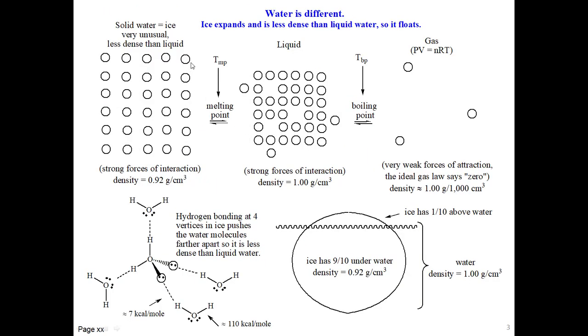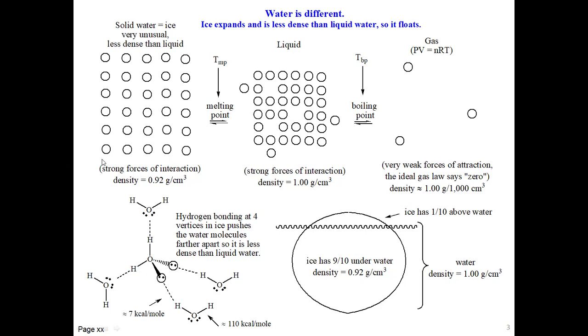Now, there's one very special substance, and that's water. Water is different than almost all of the other stuff that we look at, because in general, solids are more compact than the liquid, so the solid is more dense. And so if you had something that was solid in its liquid, it would sink to the bottom. But as we all know, ice does not sink to the bottom. Ice floats on the top.